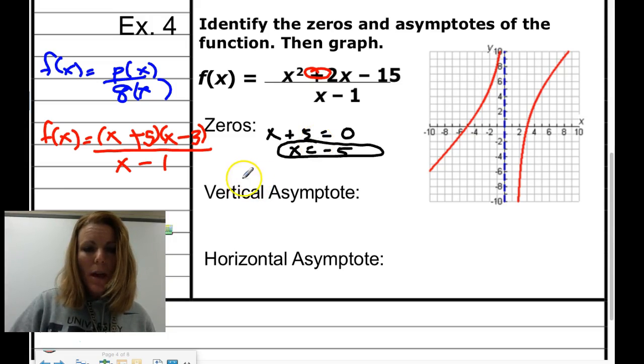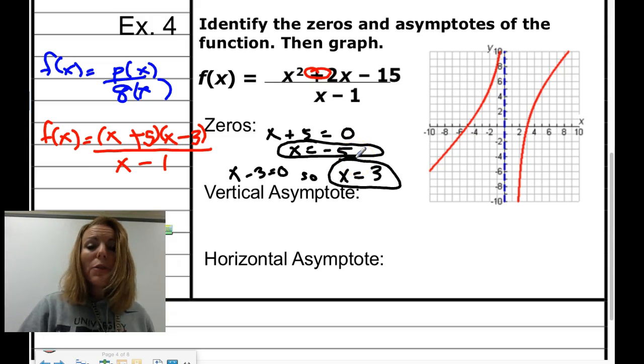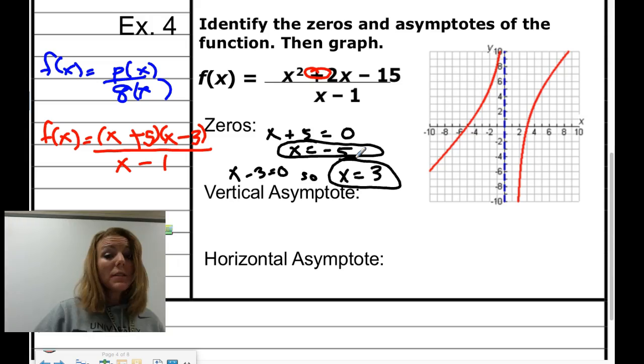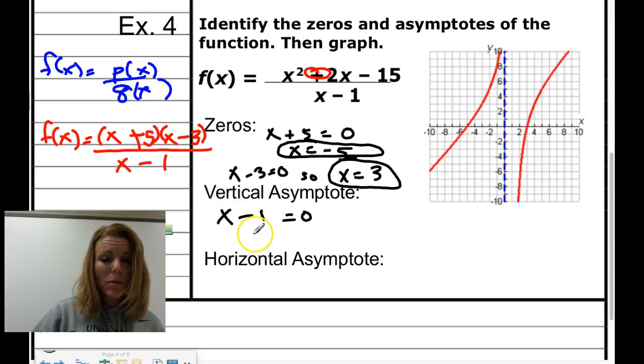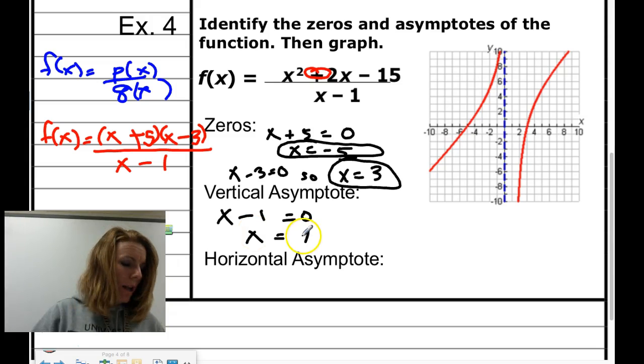And we have x minus 3 equals 0. So x is going to equal 3. So you add 3 to both sides. Those are the zeros. You look at the numerator. The vertical asymptote, you set x minus 1 equal to 0. So x is going to equal 1.